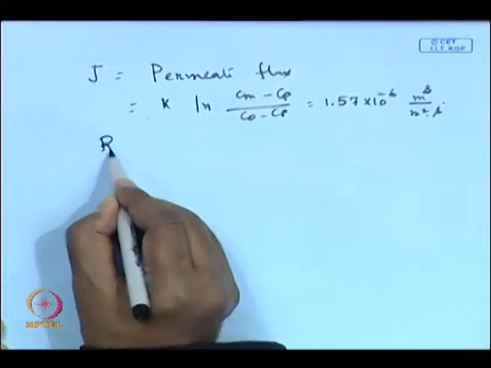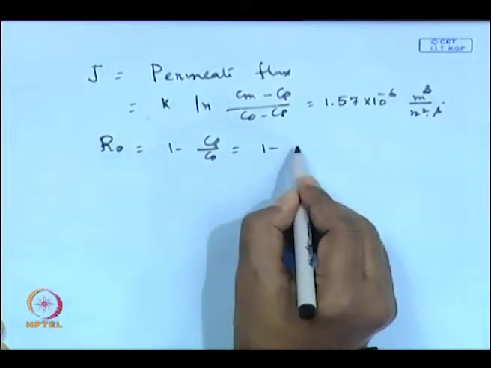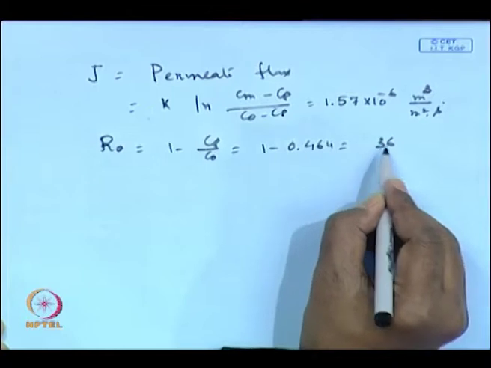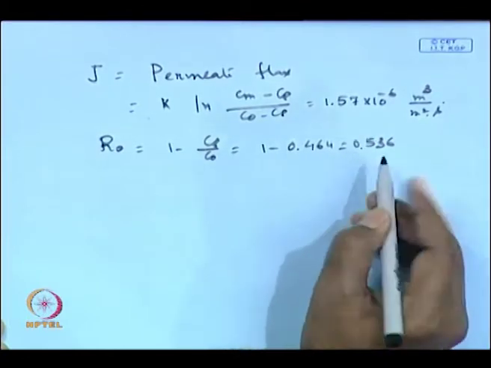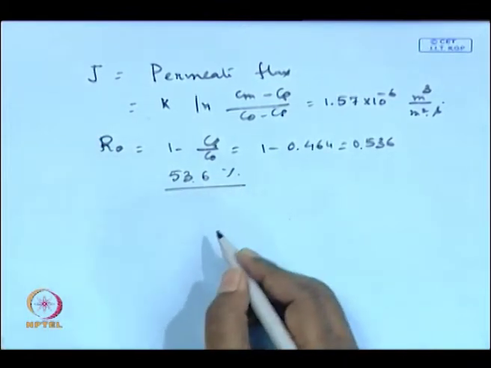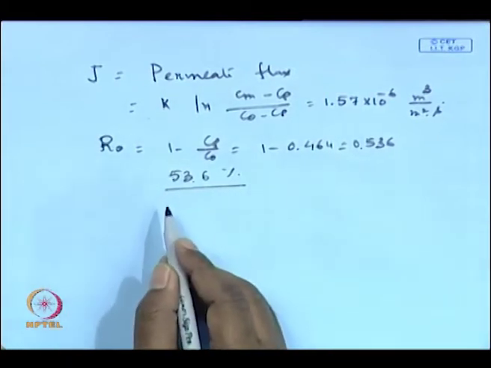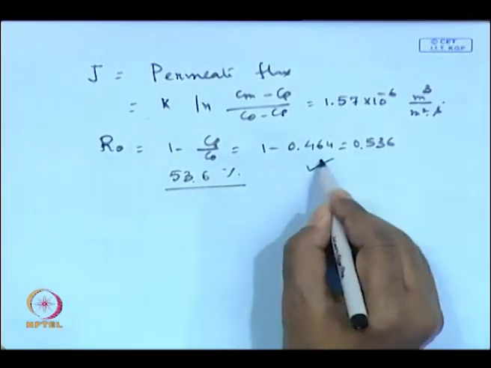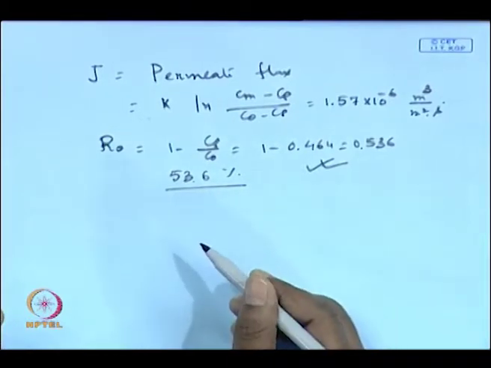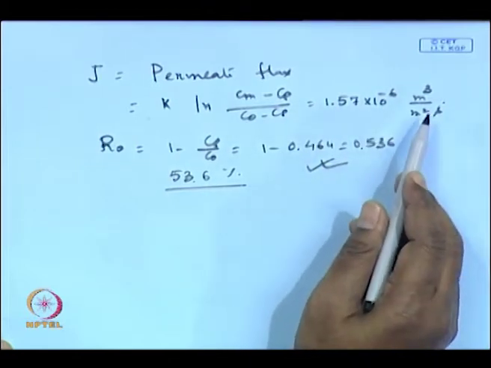So, the observed retention that we will be getting is 1 minus Cp by C naught. So, it will be 1 minus 0.464, and you are going to get around 53.6% rejection of this particular solute using this particular membrane. Okay. So this gives the quality of the permeate, and the quantity of the permeate will be given by the filtrate rate or the permeate flux, that will be 1.57 into 10 to the minus 6 meter cube per meter square second.